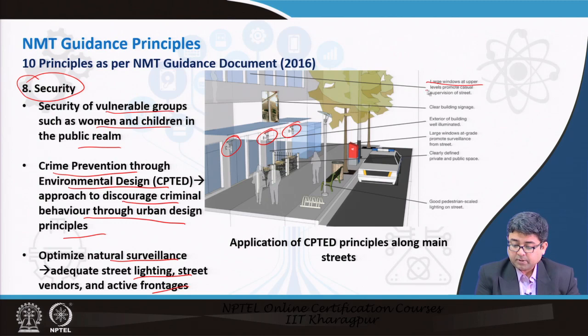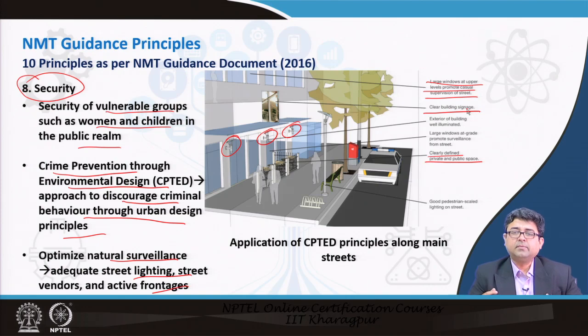Large windows at upper levels promote casual supervision of the street. Anybody sitting on the second floor can just have a look on the street. That gives a sense of security, right? Clearly defined public and private space, clear building signage. So all of this gives them a sense of security. So while you're designing, again, safety is one thing, security is another thing. Both of them have to be taken into consideration while developing NMT infrastructure.